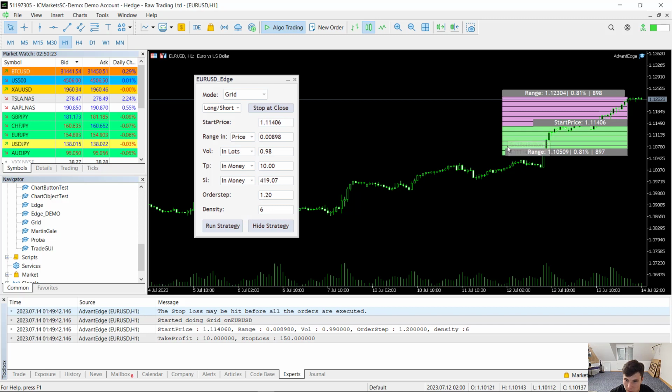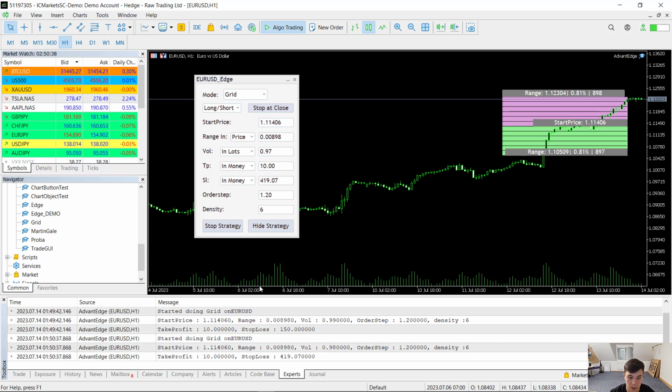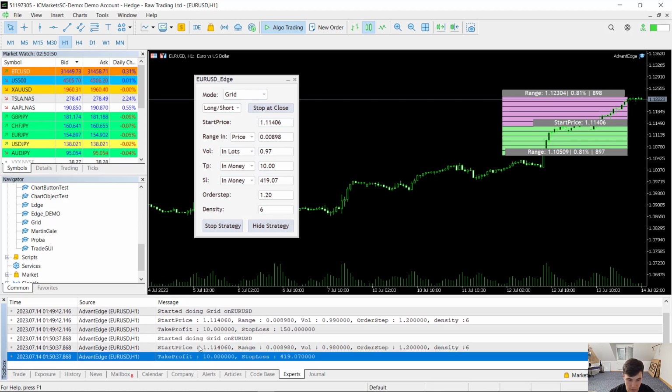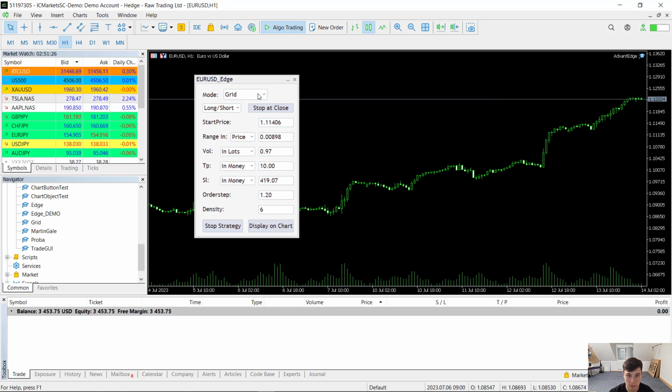So it will be the next buy level below the last buy level, or the next sell level above the last sell level right here. And if I click run now, then I don't get this notification that the stop loss may be hit. And as you can see, the information is displayed here. Now if you want to see your running strategies, you just go there and initialize them again.